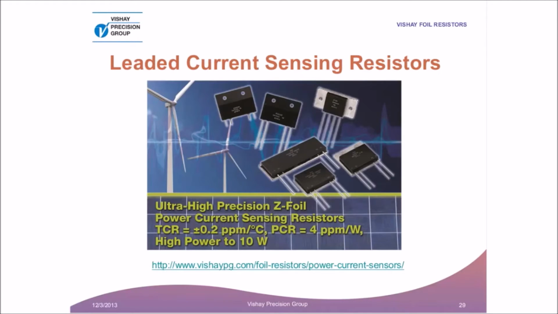Now we would like to look in a little bit more detail at some of our leaded current sensing resistors. We have two different families of current sense resistors, the surface mount, which we've just seen, and also the leaded products. We also offer these through-hole high current sense units with typical Z-foil performance characteristics. These units have extremely good thermal efficiency, very well distributed internal heat, very low thermal EMF, and extremely fast thermal stability.